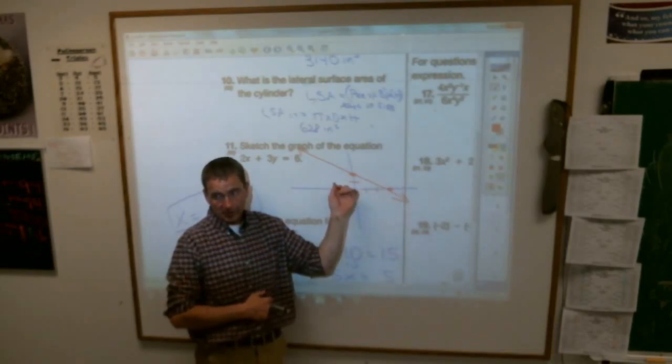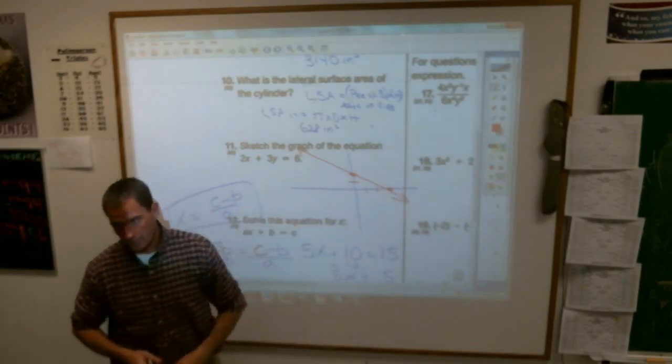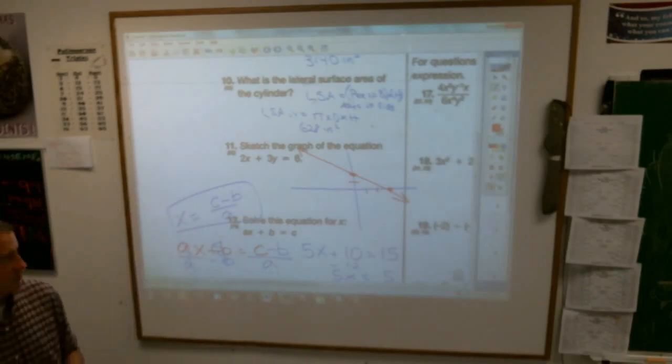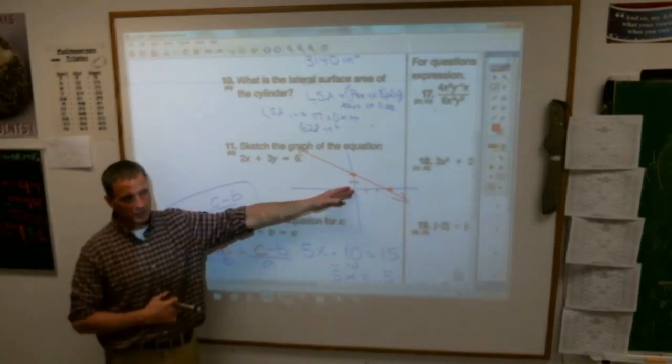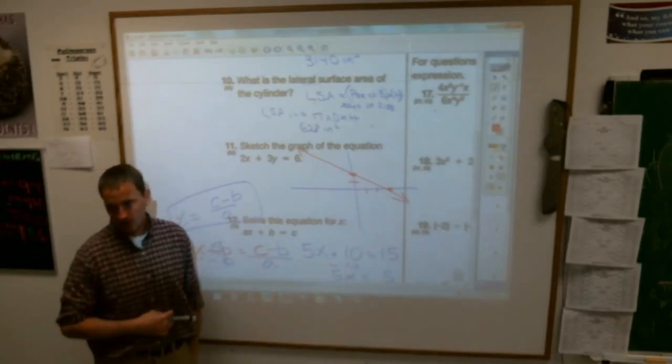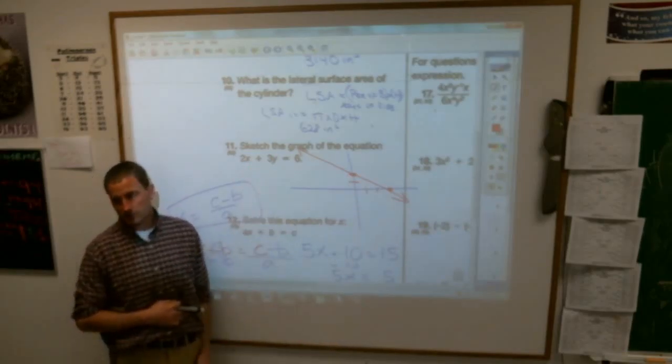Same thing with the other one. You are actually looking for intercepts. The only problem that comes in is when you end up with the origin being both of your intercepts, and then you have to figure out what another point is. But this will always give you the 2 points.